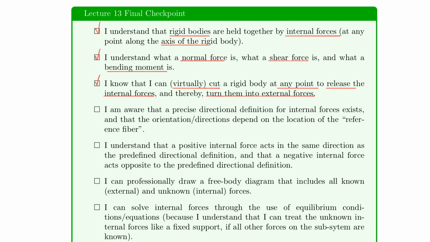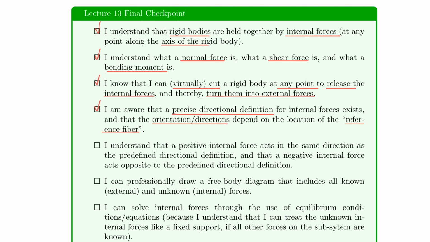Then we are aware that we have a precise definition for each of these, right? So we don't randomly assign internal forces. We have a positive shear force, a positive normal force, and a positive moment. And they are very specific to their orientation, and that relates to the reference fiber. We obviously understand that because without the reference fiber, we could not properly assign them. So let's check that off.